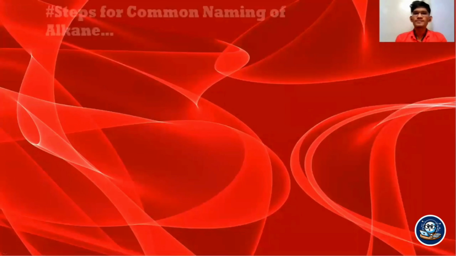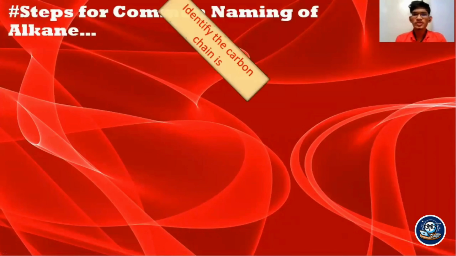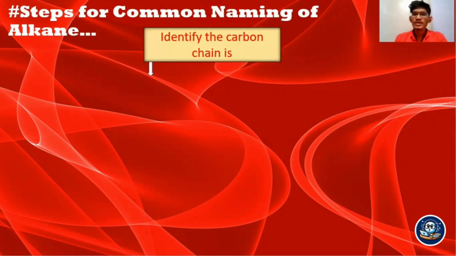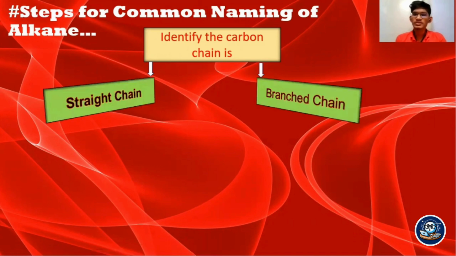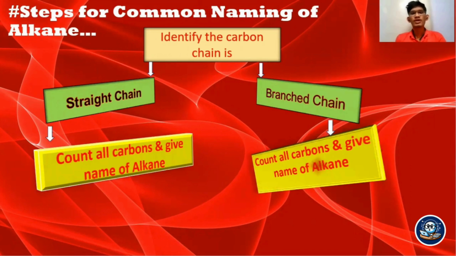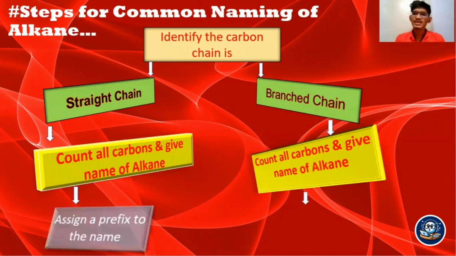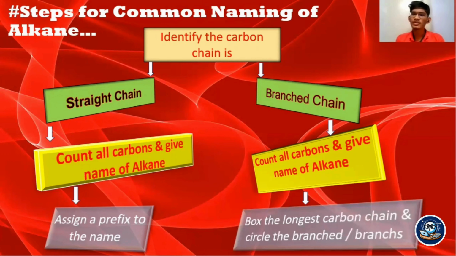Let us move ahead. Now we'll see the steps for the common naming of an alkane. There is one flowchart which you should remember while common naming of an alkane. So identify if the carbon chain is a straight chain or a branch chain. If it is a straight chain, you have to count all the carbons and give the name of the alkane. Again, in case of a branch chain, you have to count all the carbons and give the name of the alkane. In case of a straight chain, you have to assign a prefix to the name. In case of a branch chain, box the longest carbon chain and circle the branch or the branches.